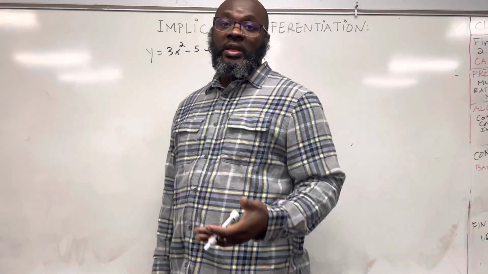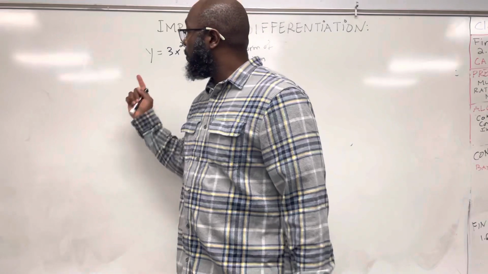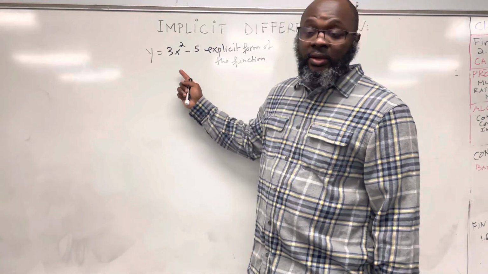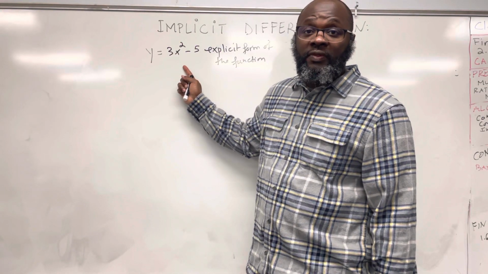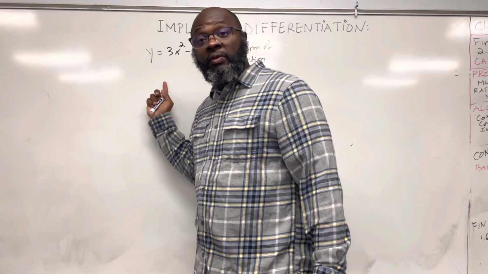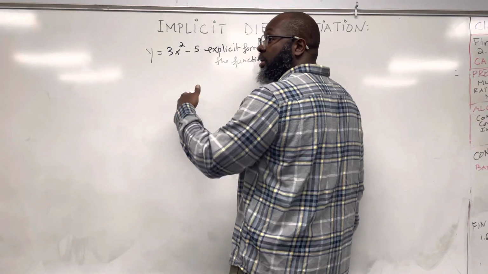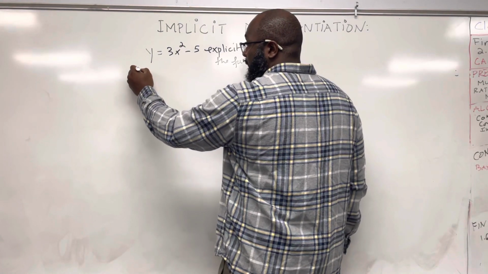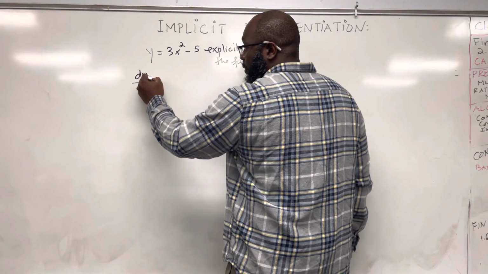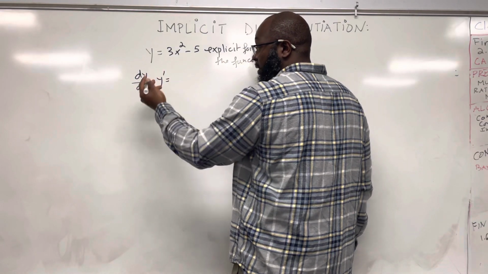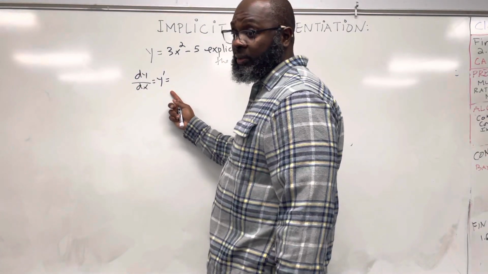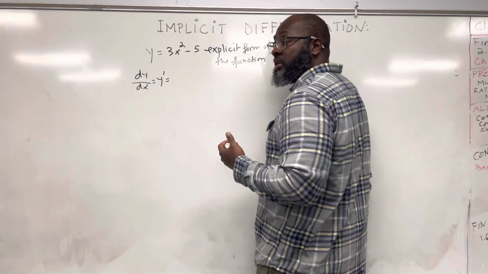Why do we use the term explicit? Because the function is clearly defined. You know that y is in terms of x: y equals 3x squared minus 5. Now, to find the derivative of this is pretty simple. If you want to find the derivative of this function in terms of x, we call that dy over dx, right? Or you can call that y prime. That's another way to write the derivative. It's just going to be straightforward, okay?